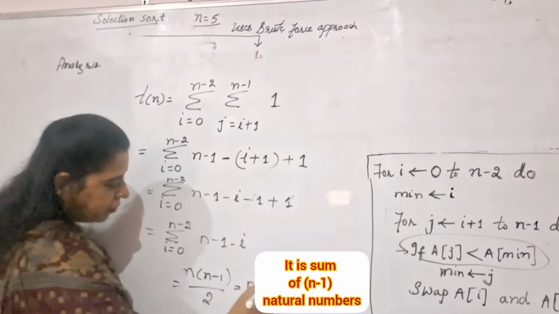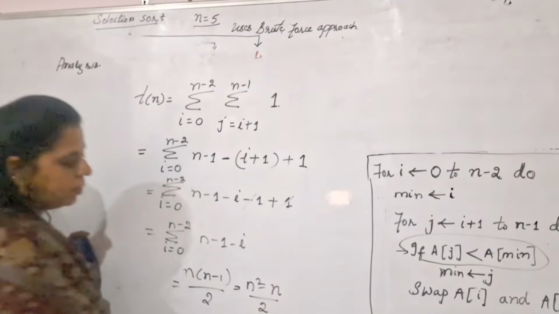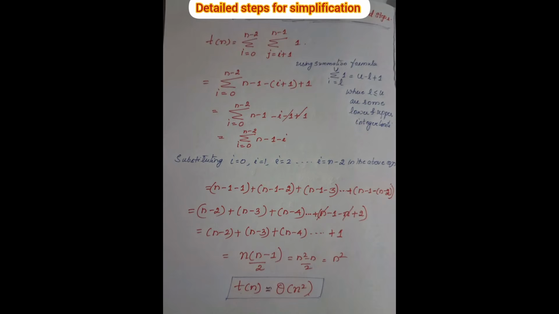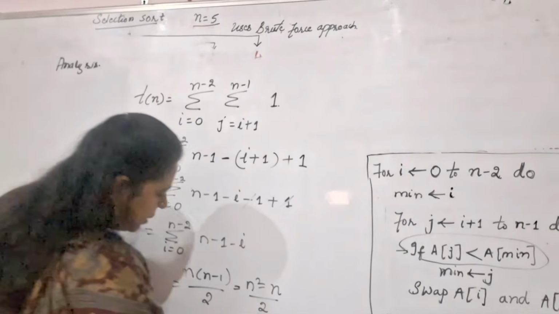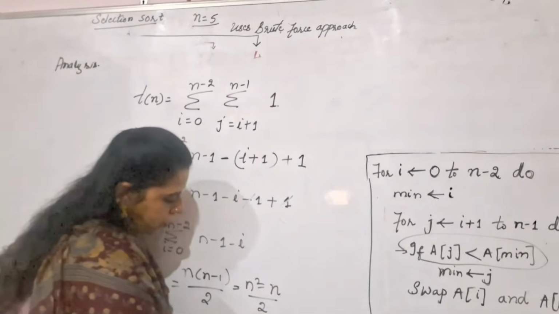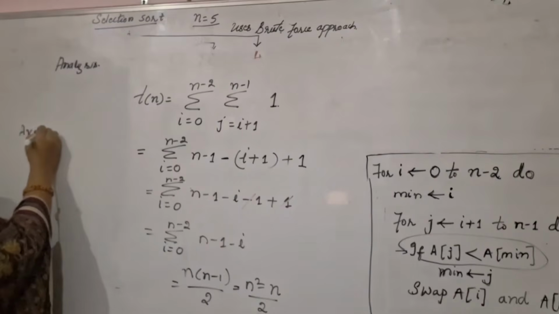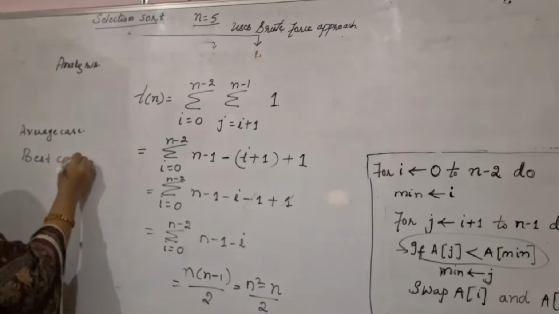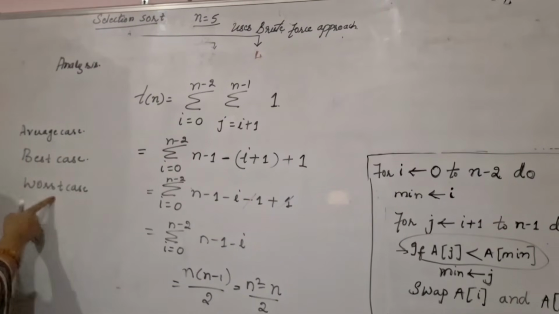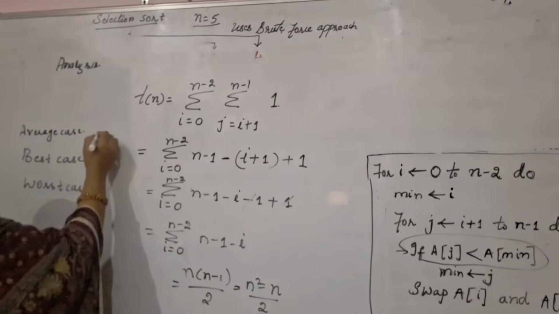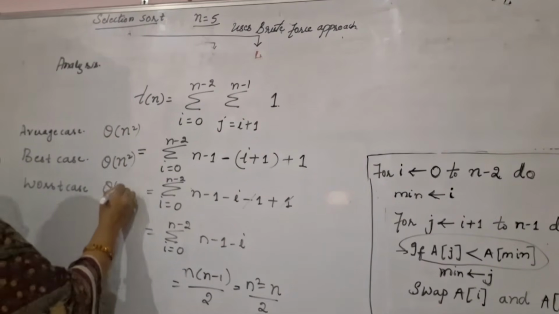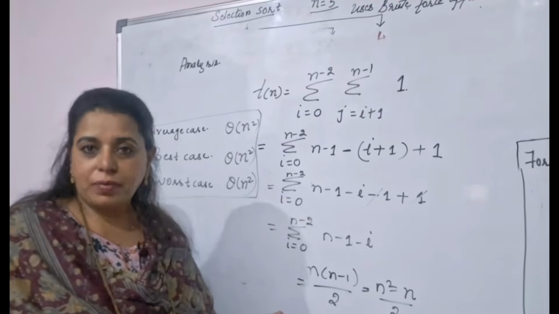Further, if you simplify, you will get n square by 2 minus n by 2. Now what is the higher order term here? n square. So the time efficiency for this algorithm is theta of n square. For average case, for best case, and for the worst case. The performance in all these three cases for selection sort is theta of n square, theta of n square, theta of n square. See, average case and worst case we can definitely understand.